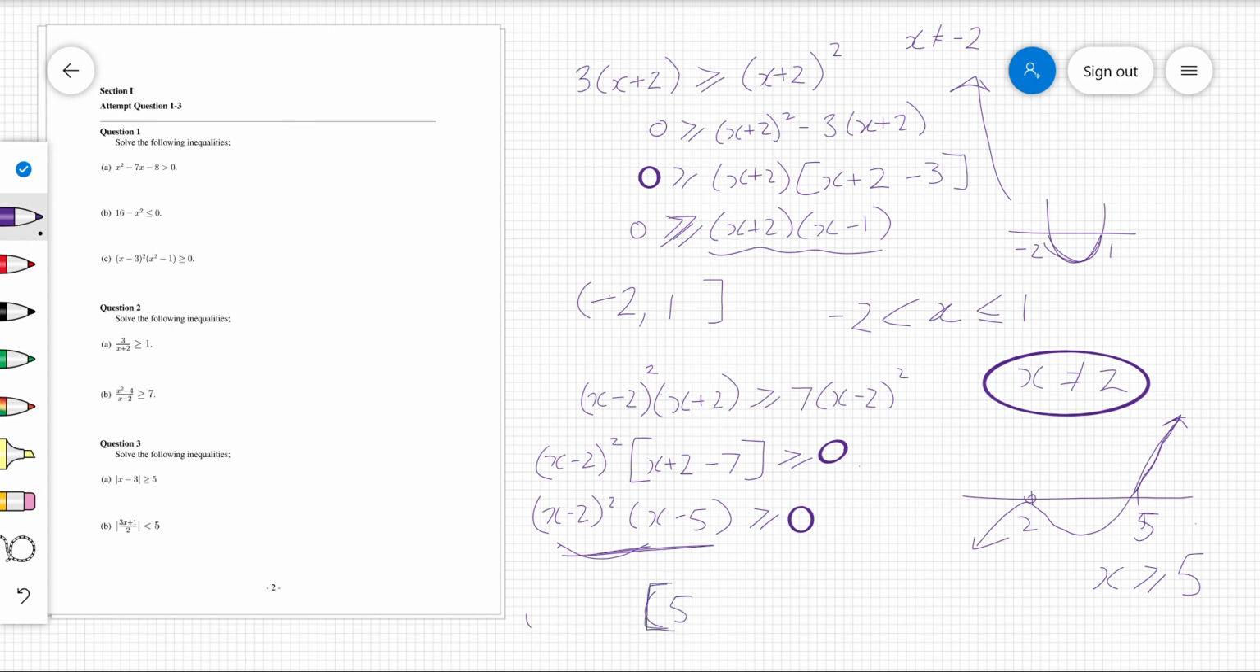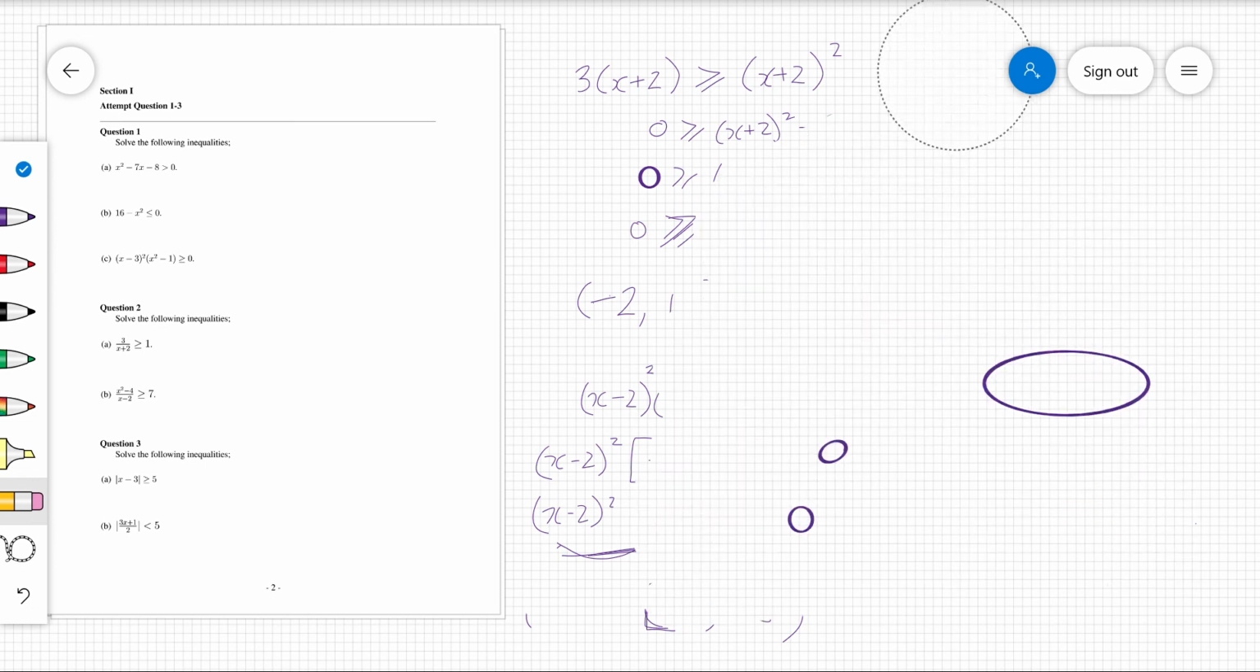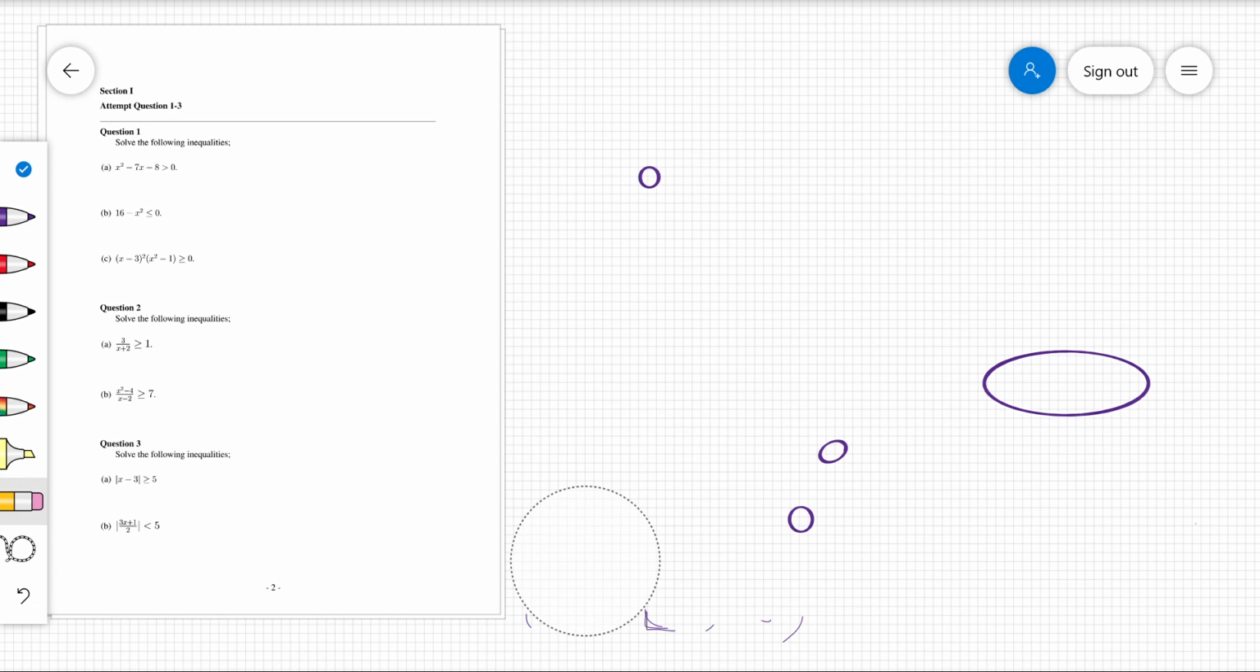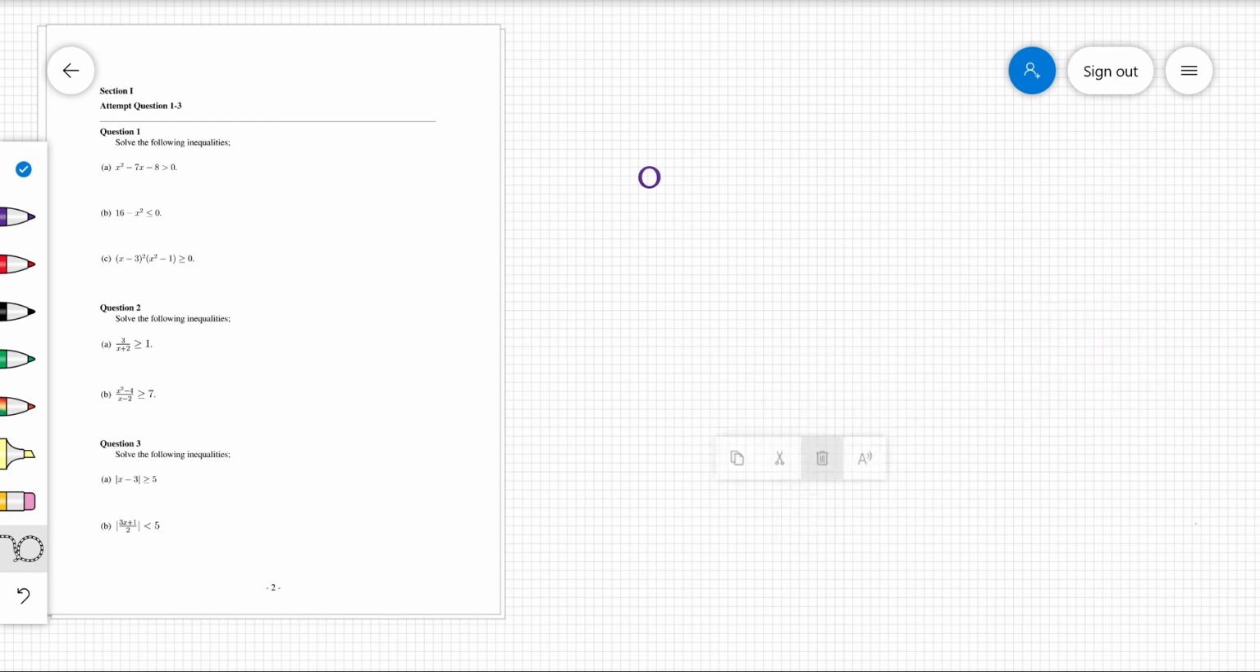5, we're including 5 all the way to infinity. Okay, so question 3. Let's have a look at that. Alright, so these come in handy sometimes, but I should turn them off now, shouldn't I? Okay.